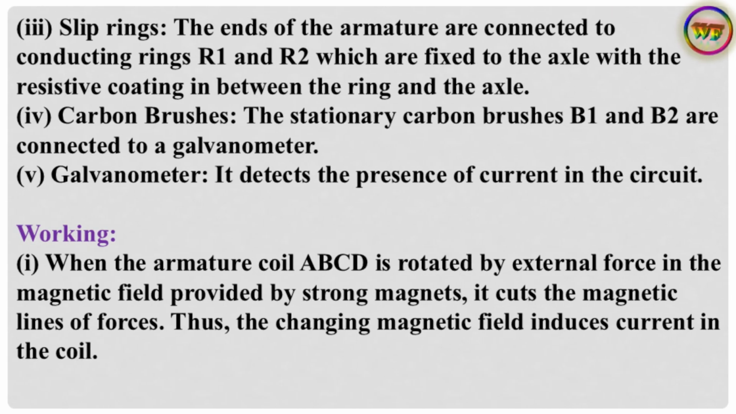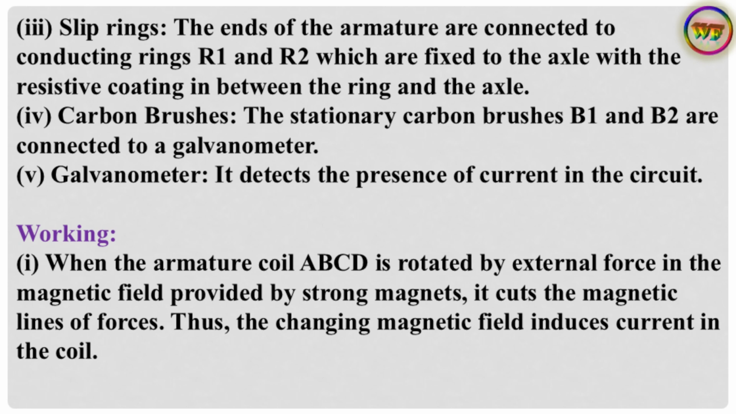Point 3. Slip rings. The ends of the armature are connected to conducting rings R1 and R2 which are fixed to the axle with the resistive coating in between the ring and the axle. Point 4. Carbon brushes. The stationary carbon brushes B1 and B2 are connected to a galvanometer. Point 5. Galvanometer. It detects the presence of current in the circuit.